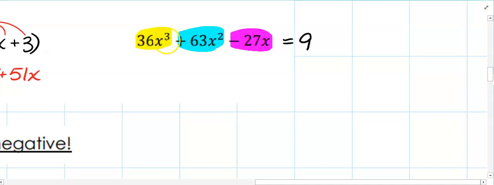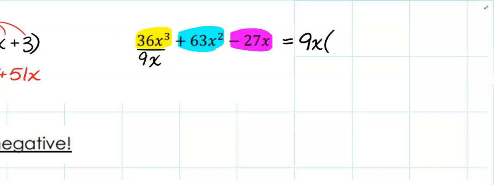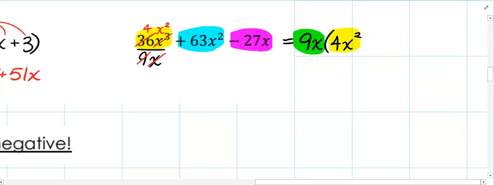The yellow term has 3 factors of x, the blue term has 2, and the pink term has 1. What do they all have? They all have at least 1. And let's write what remains behind. If I divide by 9x, 36 and 9 cancel. 3 x's on top and 1 on bottom cancels and leaves me with 2 on top. So my yellow term becomes 4x squared when I factor out my greatest common factor of 9x.